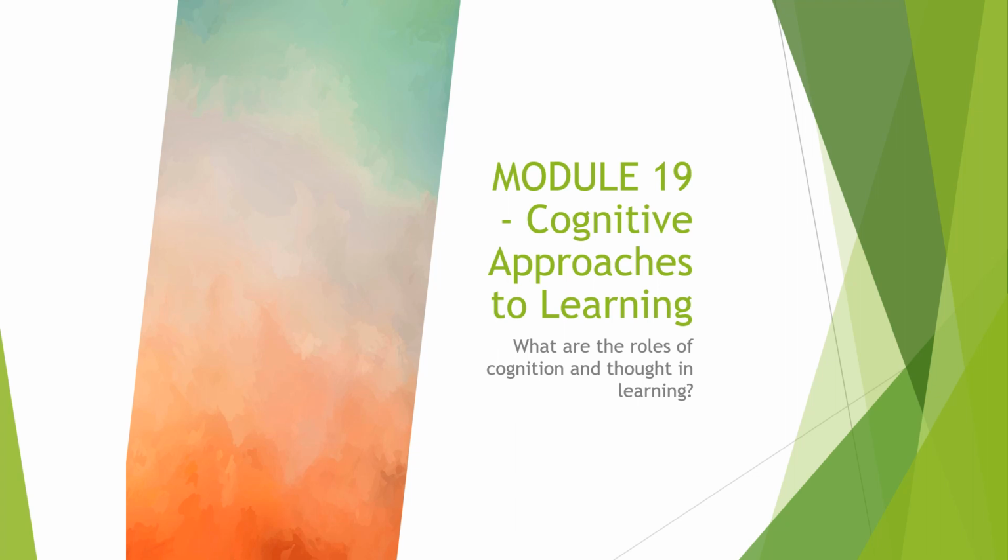So there is classical conditioning, there is operant conditioning, and there is kind of cognitive conditioning, I guess you could call it, but we call it cognitive learning. And the question that we want to answer in this module is what are the roles of cognition and thought in learning?